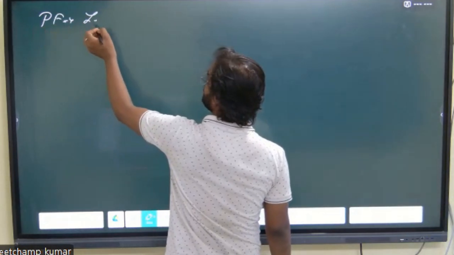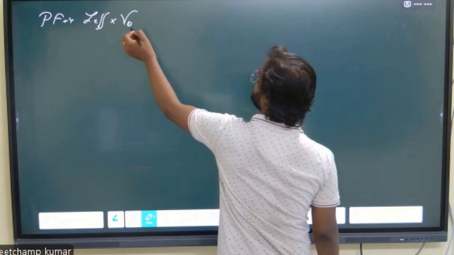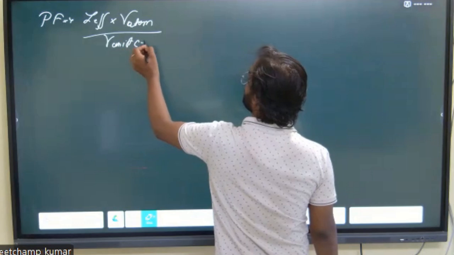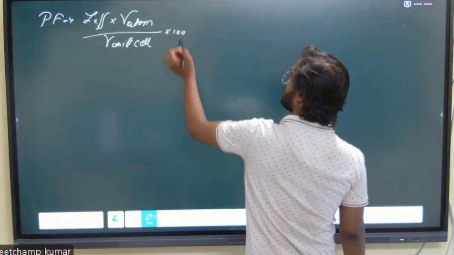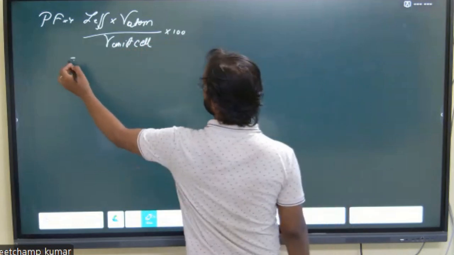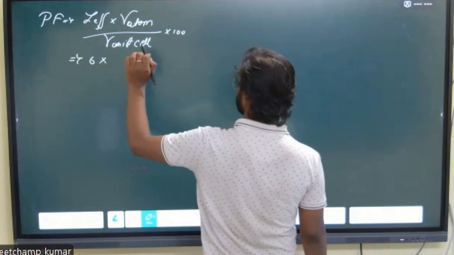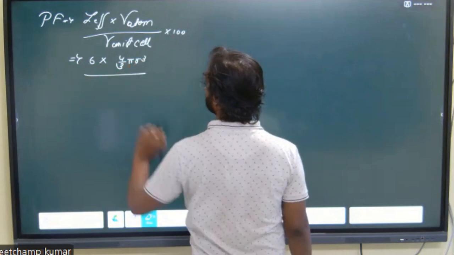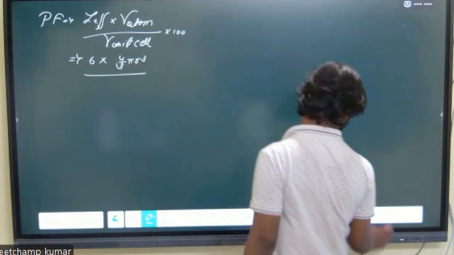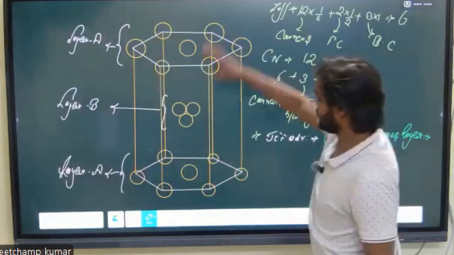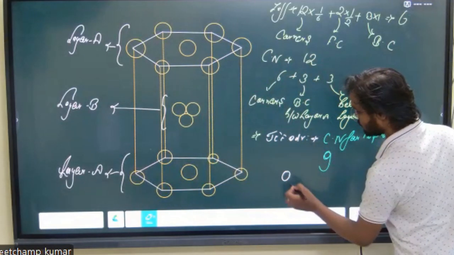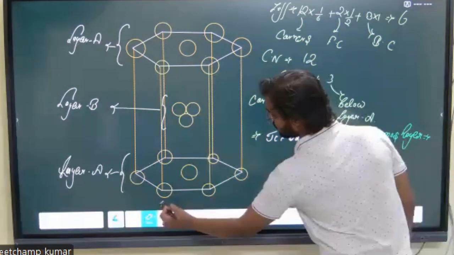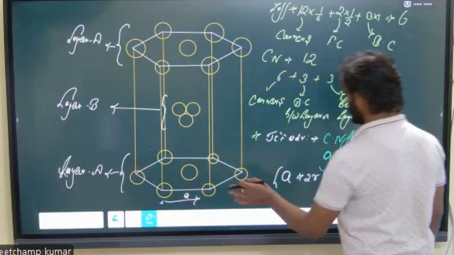So what is the packing efficiency? Z effective into volume of the atoms upon volume of the unit cell into 100, right? See, Z effective we know is 6. Volume of the atom we know is 4 by 3 pi r cube. What is the volume of the unit cell, means volume of this geometry? One more thing: a is equal to 2r, right? These two atoms are touching.